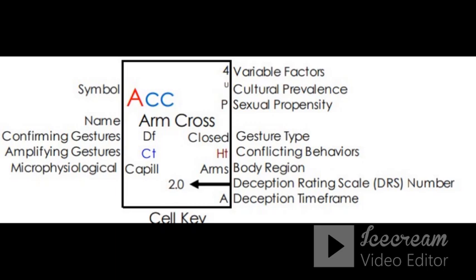And of course, arm cross is the arms. There's another one for legs, and it'll say for the body region to be the legs. The deception rating, we'll get into that as time goes by. The higher the score, the more probable the deception rating. And what the A signifies in the deception time frame, we'll cover eventually in time also.